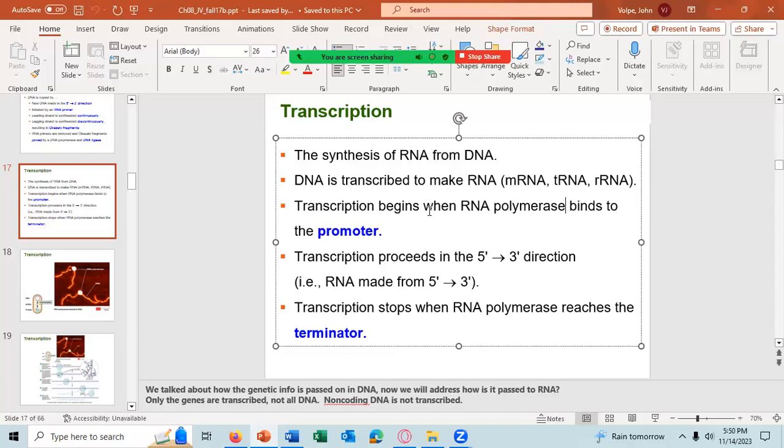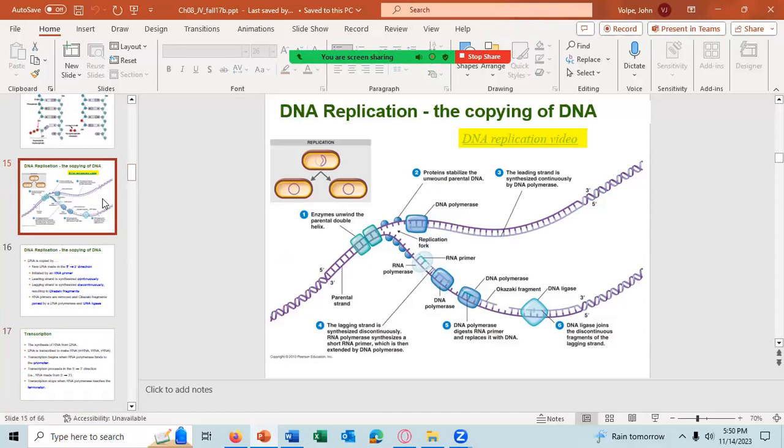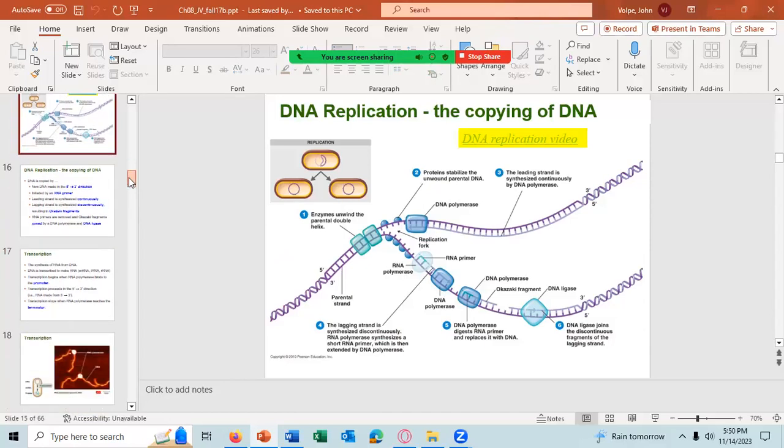Transcription begins when RNA polymerase binds to the promoter. A promoter, let me see if I've got a map of DNA someplace. Well, that's replication.